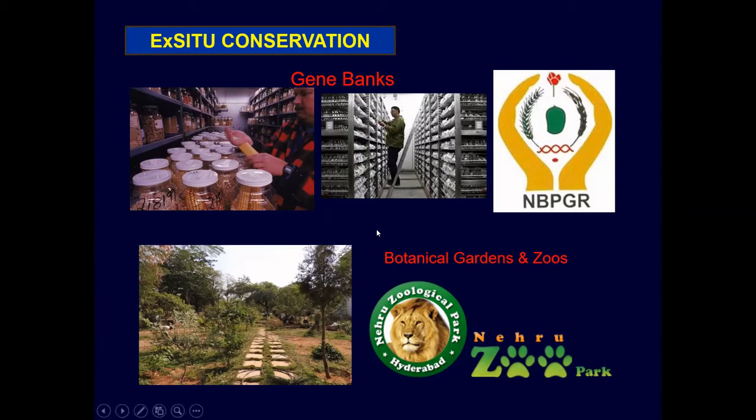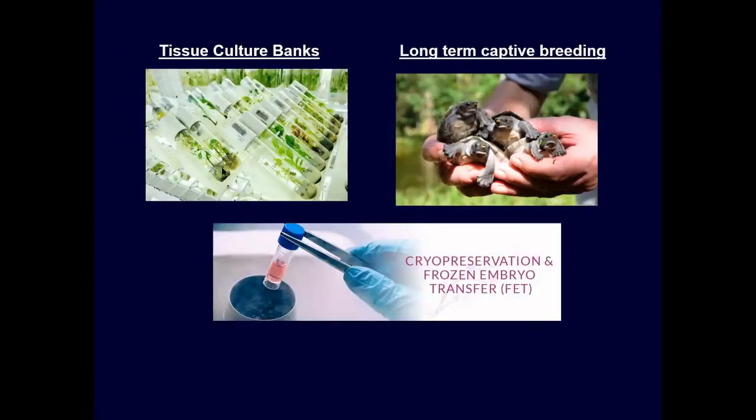Now, as we have told you, there are several methods for ex situ conservation, like gene banks, botanical gardens, seed banks, etc. So now we will see one after the other what the ex situ conservation methods are. The tissue culture banks, long-term captive breeding, and cryopreservation, frozen embryo transfer, we will see one after the other.